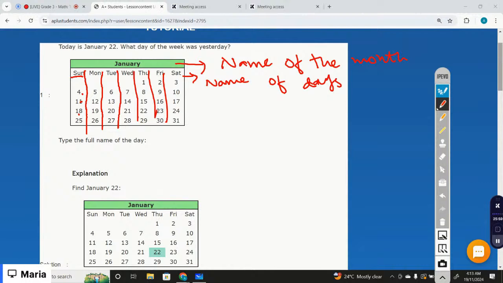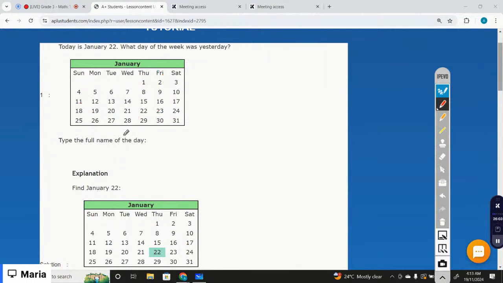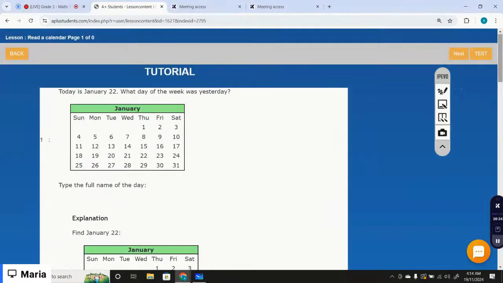The question is today is January 22. What day of the week was yesterday? Yesterday is the day before 22. So before 22 that is 21, and on 21st January that is Wednesday. Got it? Wednesday it is. Let's just start with the test questions.